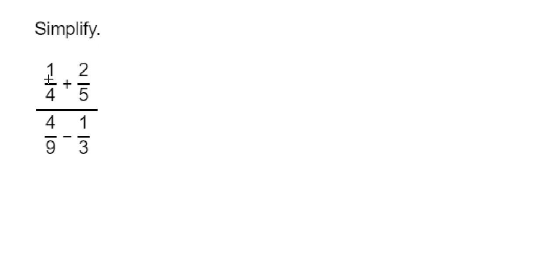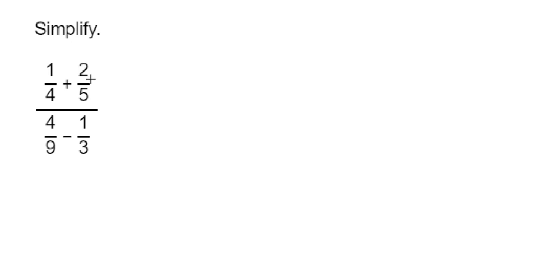So these are just numbers, so this is a pretty straightforward example here. We have 1/4 plus 2/5 on top over 4/9 minus 1/3. It's a complex fraction because we have fractions in the numerator and fractions in the denominator, so fractions inside of fractions. To make it so it's not a complex fraction, we'll follow the steps that we just saw on the previous screen. So let's find the LCM.